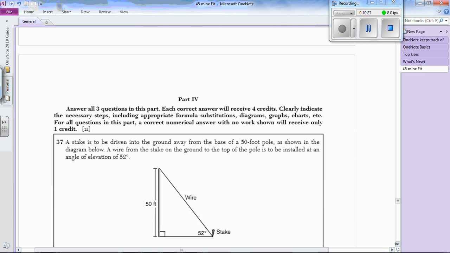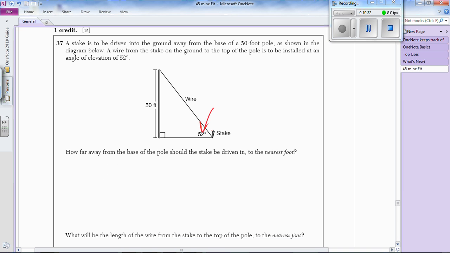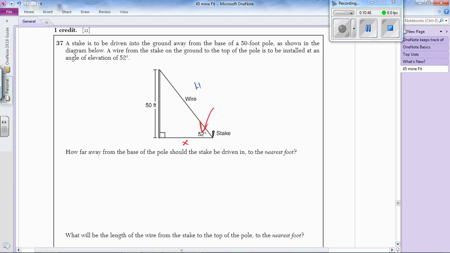Almost done. We got 3 left. As soon as I see angles, I know I'm using sine, cosine, or tangent. How far from the base of the pole should the stake be driven in, in feet? So x. The next thing you're going to do is label this opposite, adjacent, and hypotenuse. I want to find x. This is the only side I got, so I have to use tangent. Tangent of 52 is equal to opposite, which is 50, over adjacent, which is x.